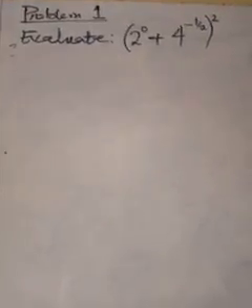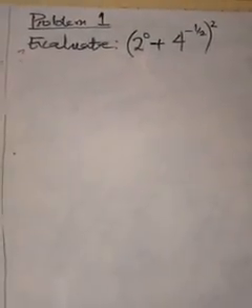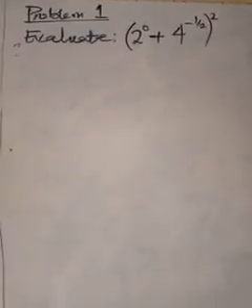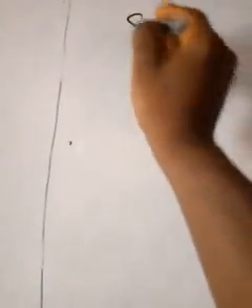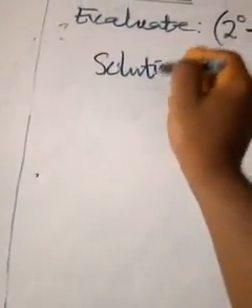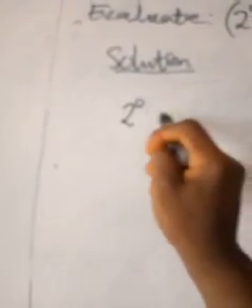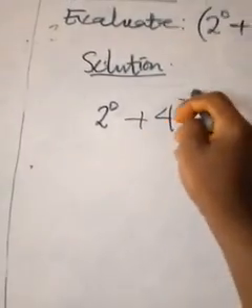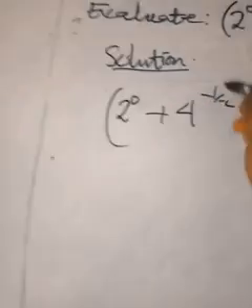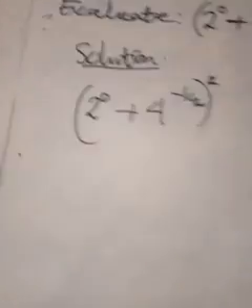And let's evaluate this: 2 raised to the power 0 plus 4 raised to the power minus 1 over 2, everything squared. Solution. Two raised to the power 0 plus 4 raised to the power minus 1 over 2, raised to the power 2.